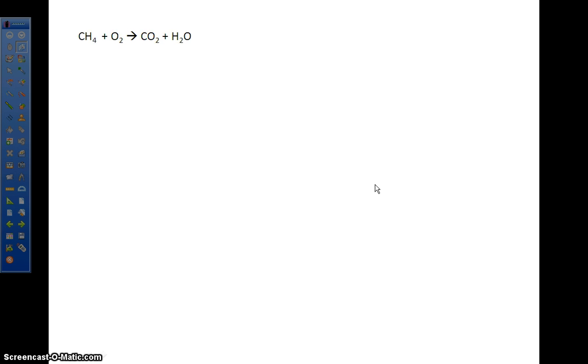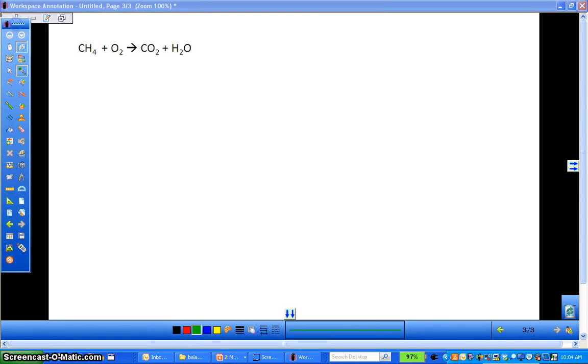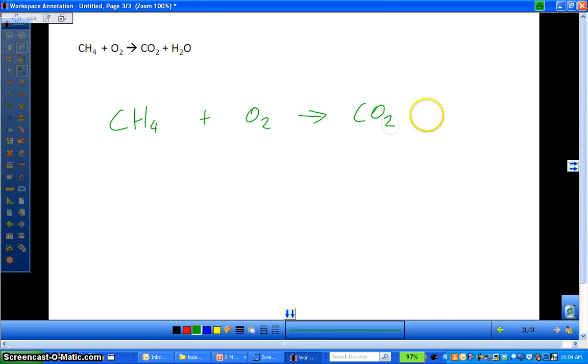Next one. This one gets a little more interesting. You must be ready for something more interesting by now. So we've got CH4 plus O2 makes CO2 plus H2O. CH4 is methane, by the way. It's part of natural gas that you burn in your stove. So we list our elements on both sides in the same order. And now we count.